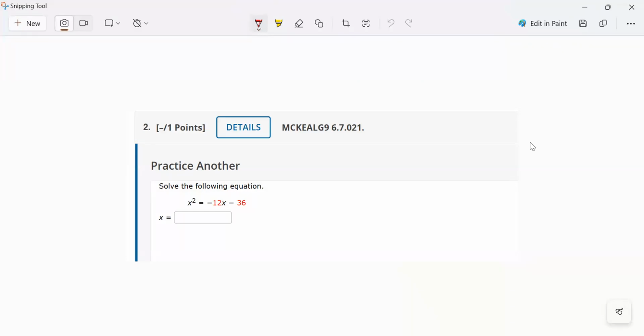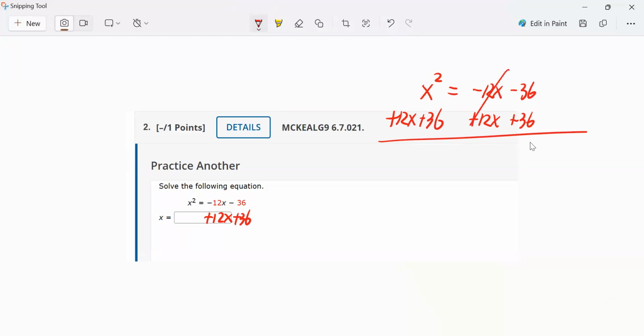All right, guys, let's go over the solution. So right here, we're going to add 12x and 36 on both sides of the equation. Next slide. So adding 12x here, adding 36, adding 12x, adding 36. Cancel both terms on the right hand side, right? So that's equal to 0, and we get x squared plus 12x plus 36.